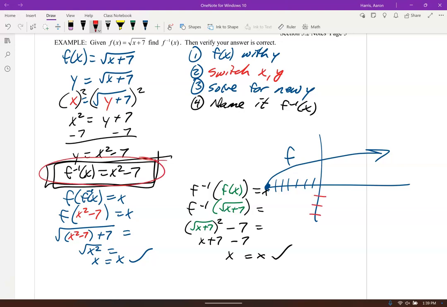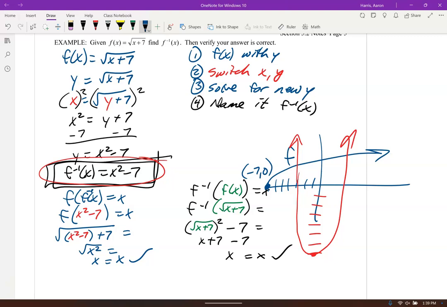But if you graph x squared minus 7, doesn't it look like this? Well, it can't be both, right? I've got to have all these points from square root of x plus 7, such as negative 7, 0. That's got to flip-flop.